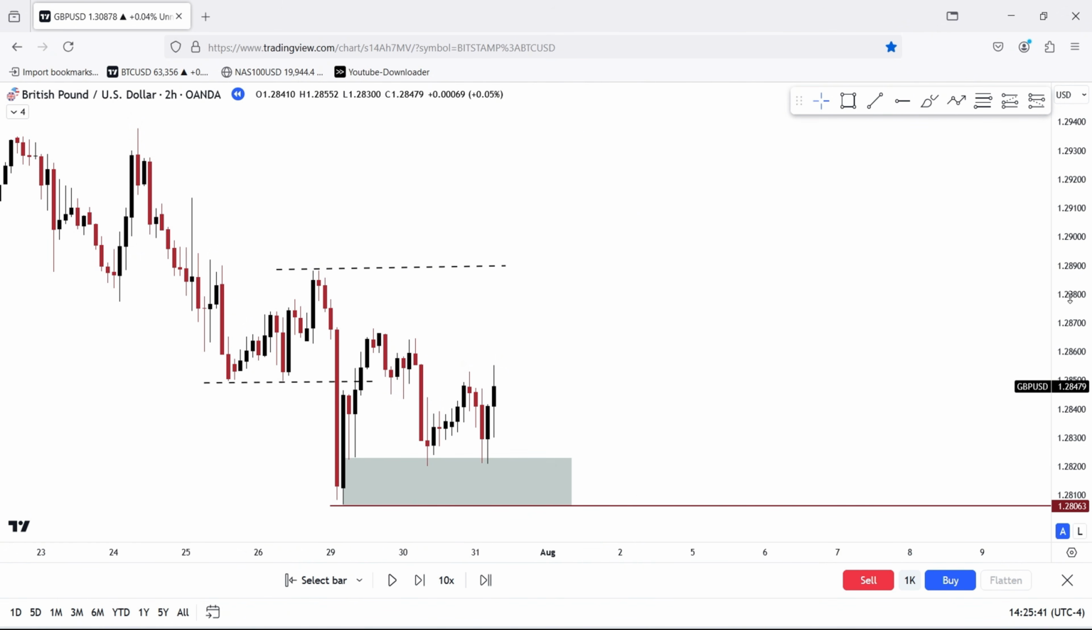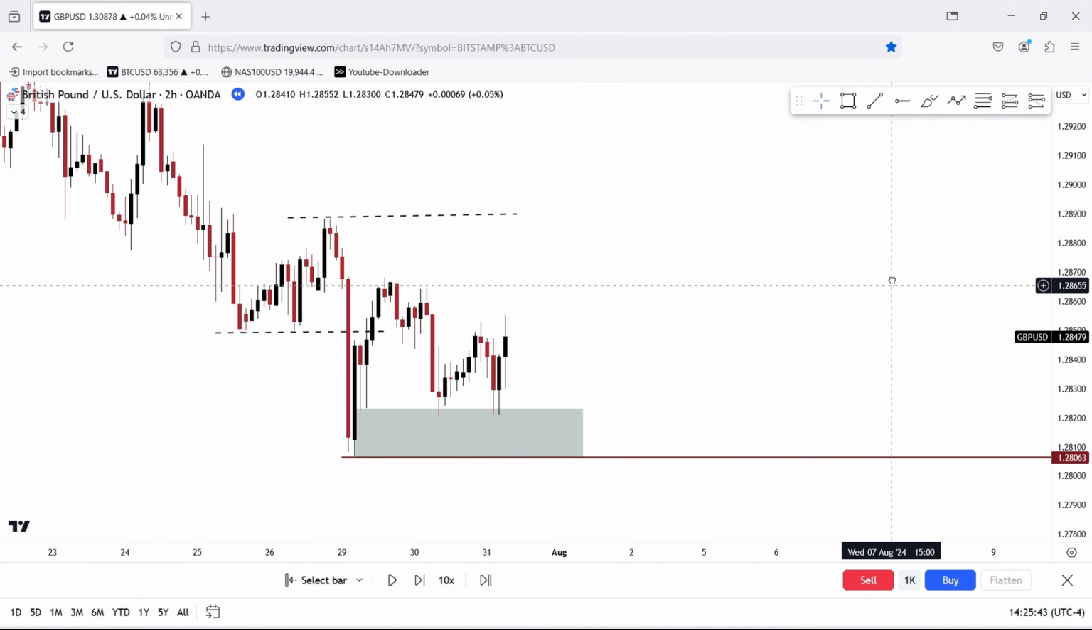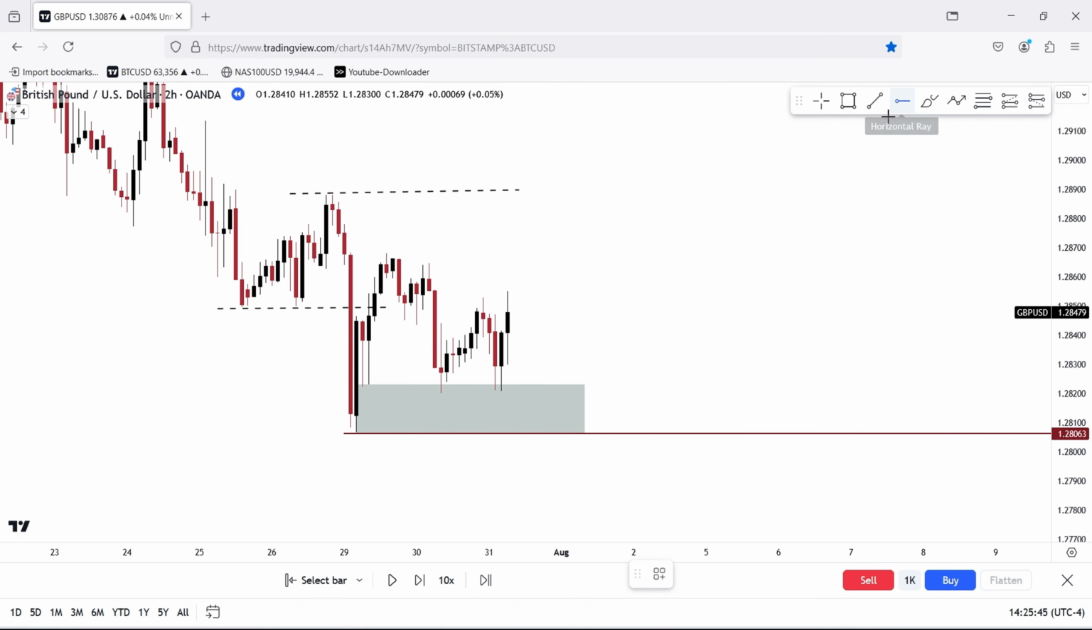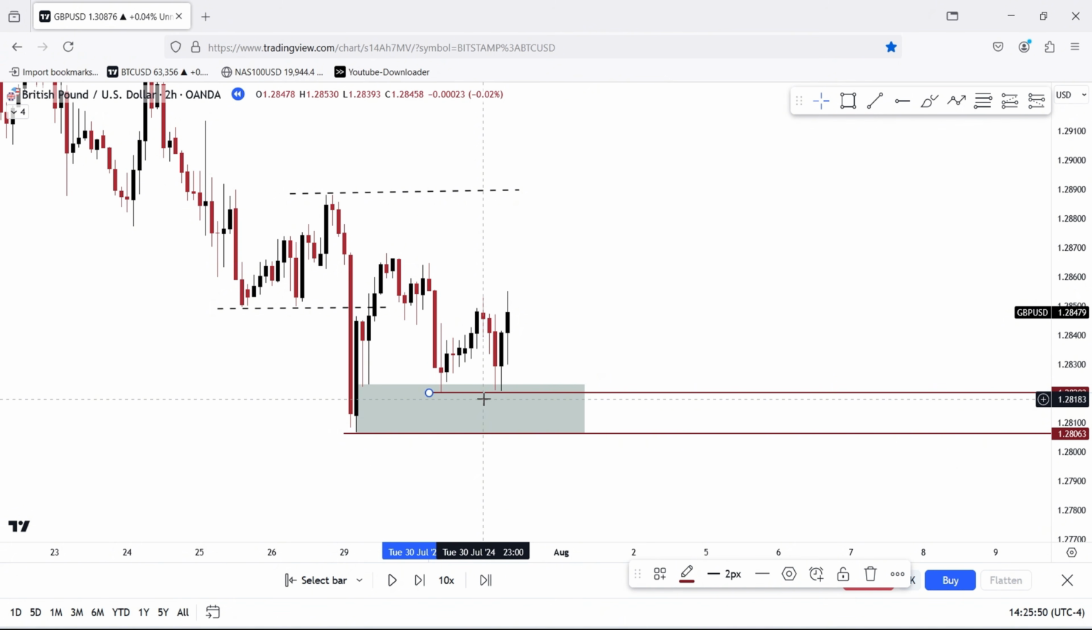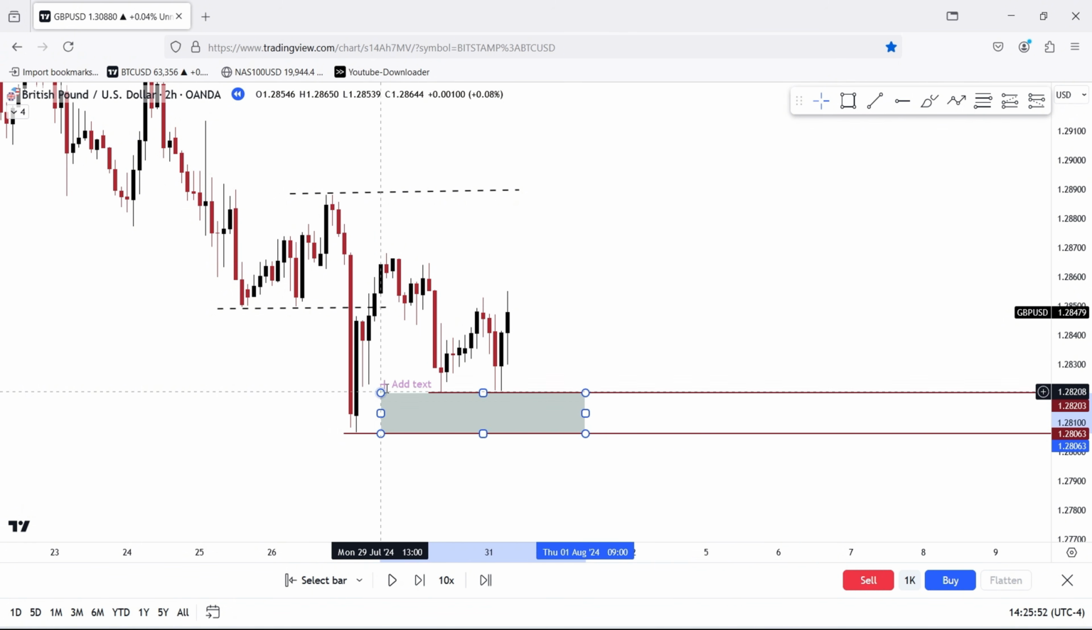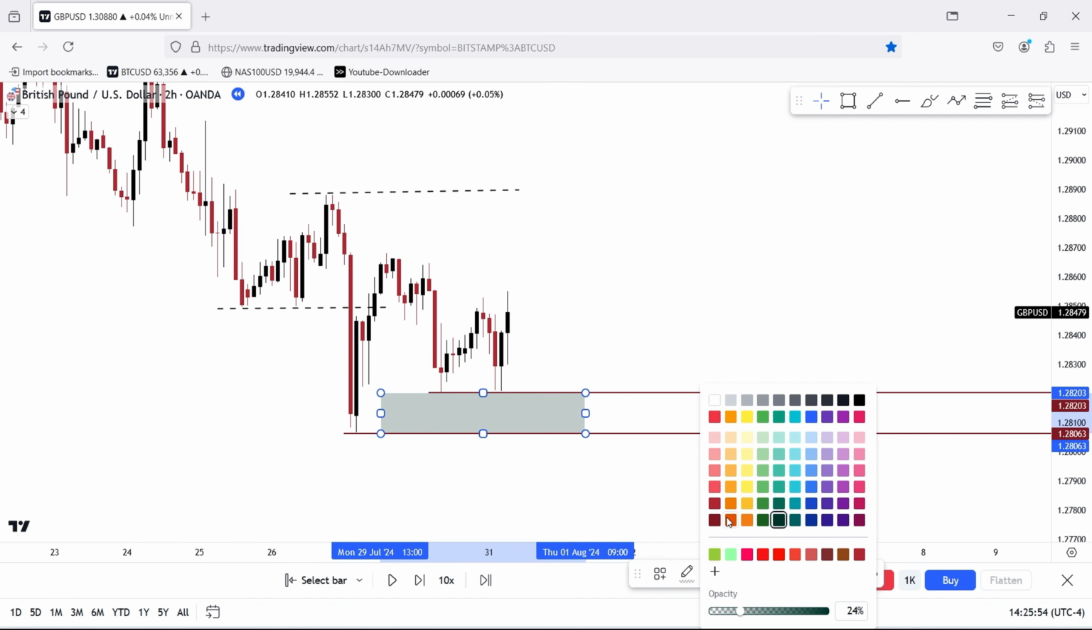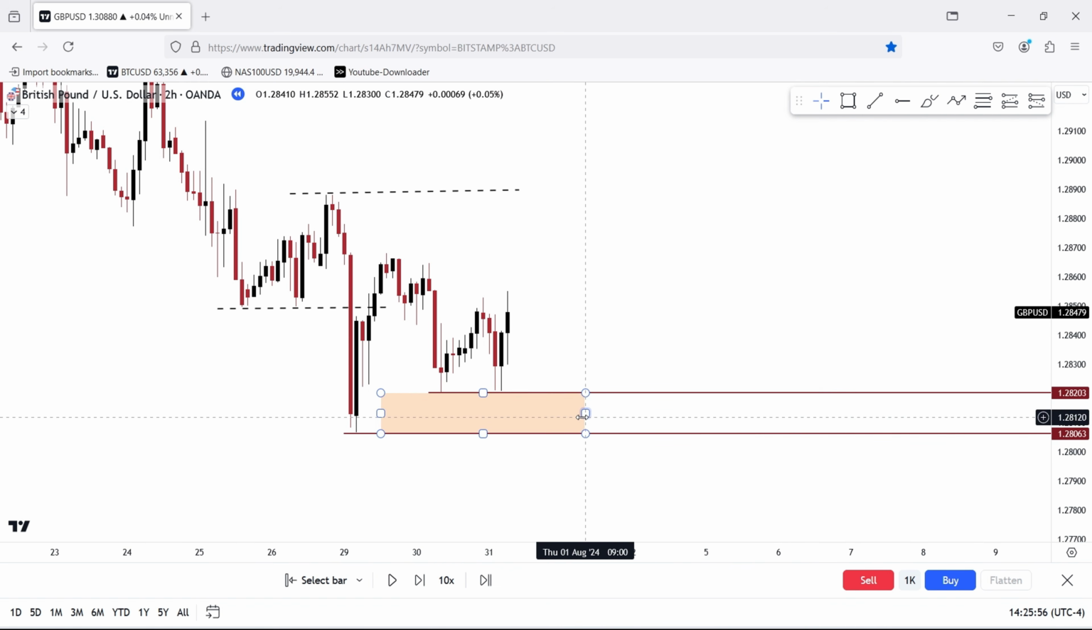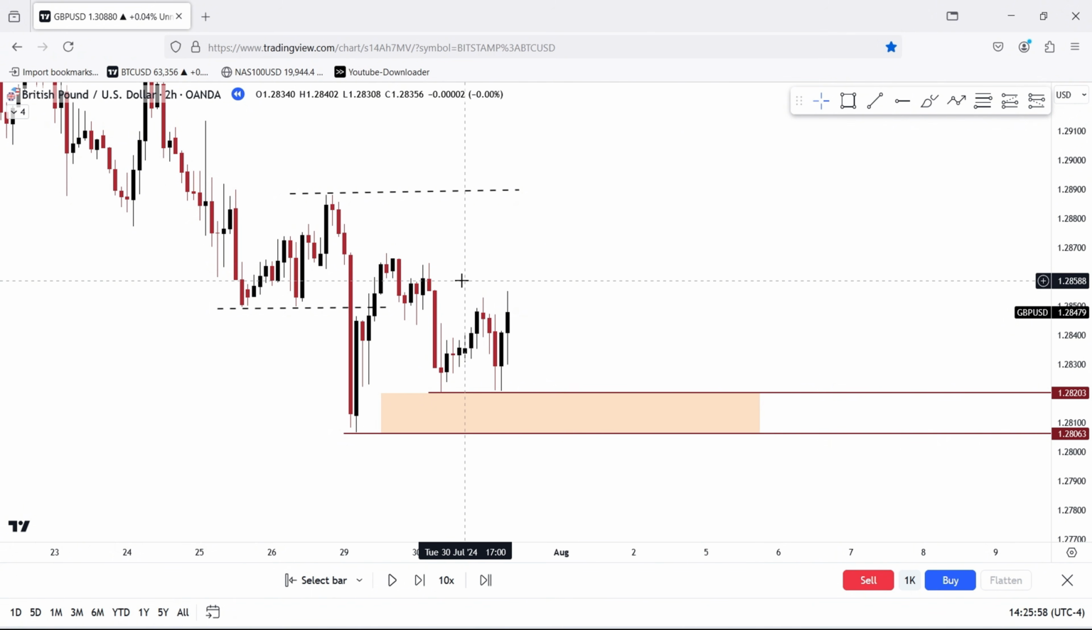So now what do we have here? We have clean traffic now. So from this level to this level, this is our clean traffic. So now if price gets below this level, we'll more than likely target this level.